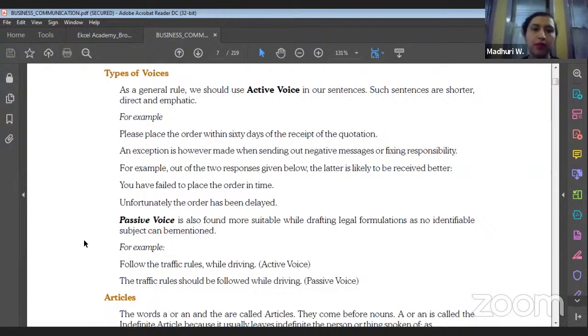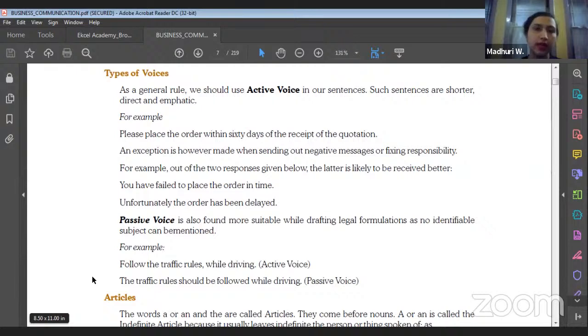Okay, but passive voice is also found in English language, right? But it's generally used while drafting legal formulations, as no identifiable subject can be mentioned. For example, follow the traffic rules while driving, that is an active voice. A passive voice is the traffic rules should be followed while driving.